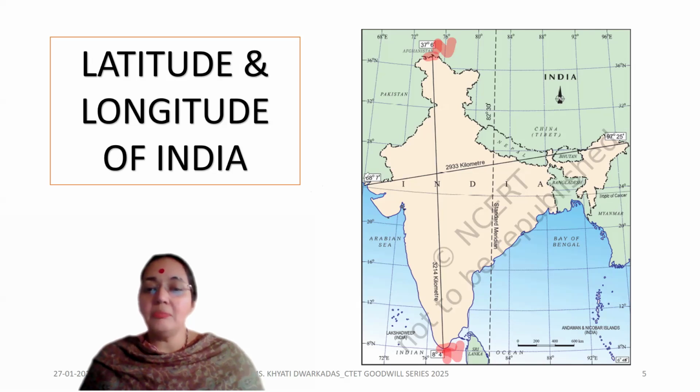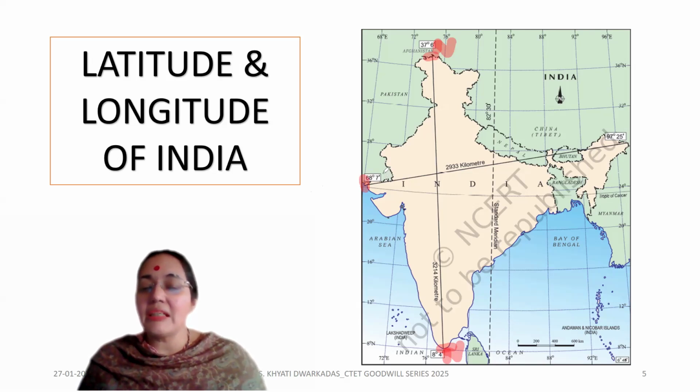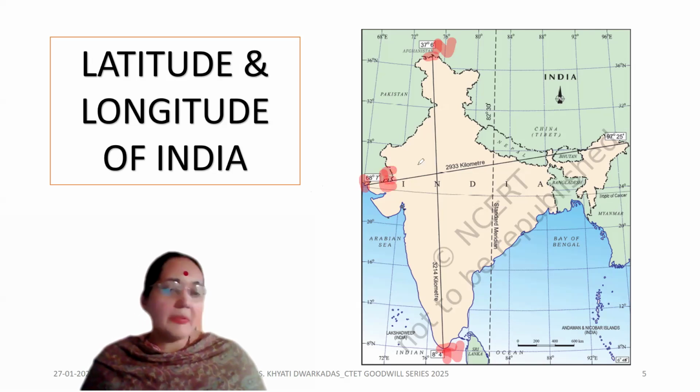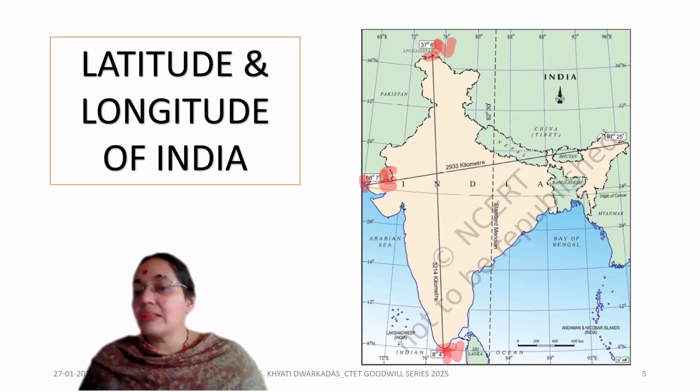So the westernmost longitude of India over here is at 68 degrees 7 minutes, and the alphabet is east. And why is the alphabet east? Because we are east of the prime meridian. Perfect. Similarly, the easternmost longitude of India is at 92.